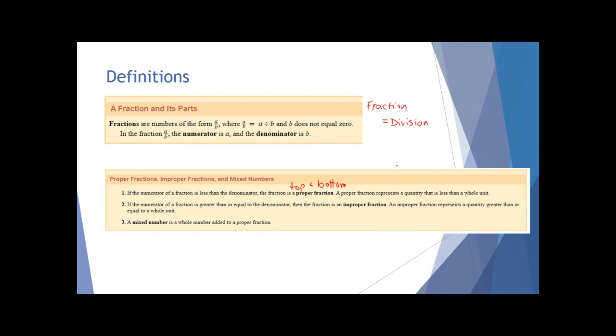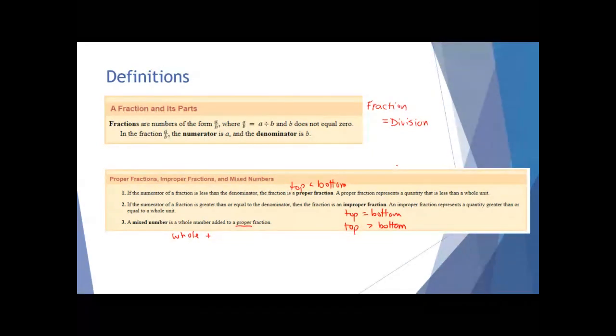An improper fraction is if the top is equal to the bottom, or if the top is greater than the bottom. That's an improper fraction. And then we've got mixed numbers, which is a whole number and a fraction. So it's a whole plus a proper fraction. So that's like 2.5 would be considered a mixed number. So it's mixed out of whole numbers and fractions.